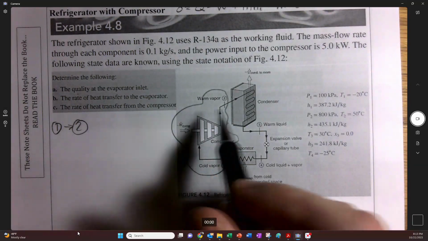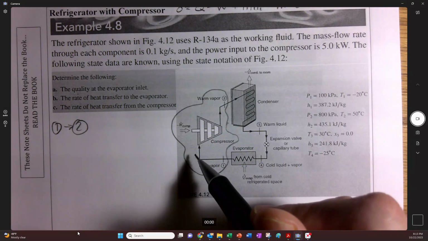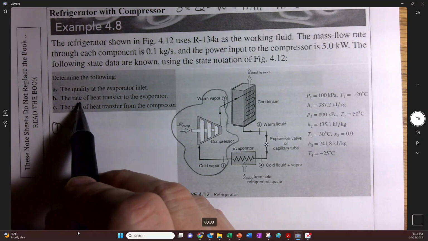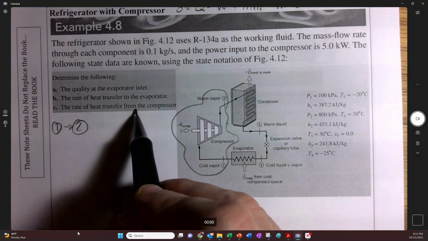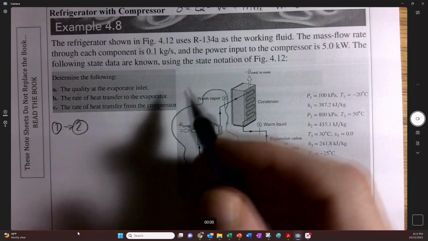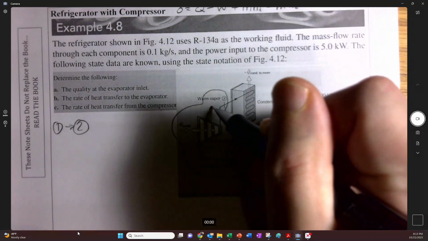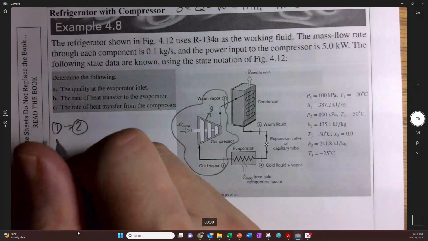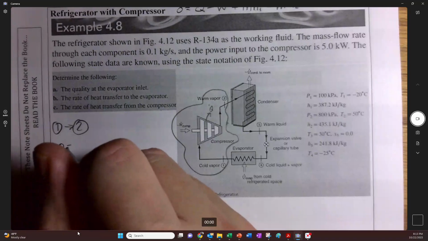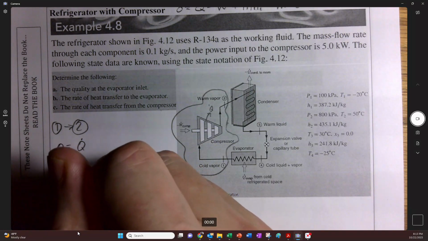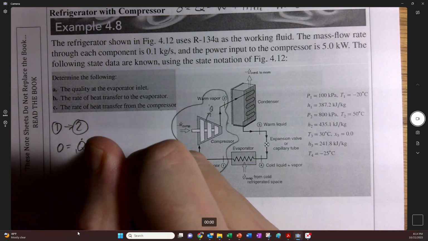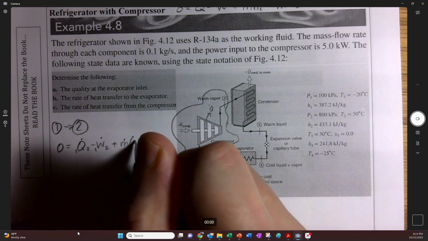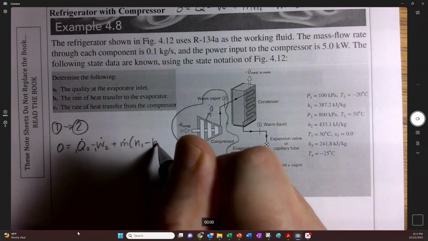So we'll start out with this one right here, coming across here, and did they tell us anything about here? Okay, so reading through these others, it said the rate of heat transfer from the compressor. What they're saying is there's going to be a little bit of heat loss right across there. So you're going to say this equals Q dot 1 to 2 minus W dot 1 to 2, plus m dot (h1 minus h2).